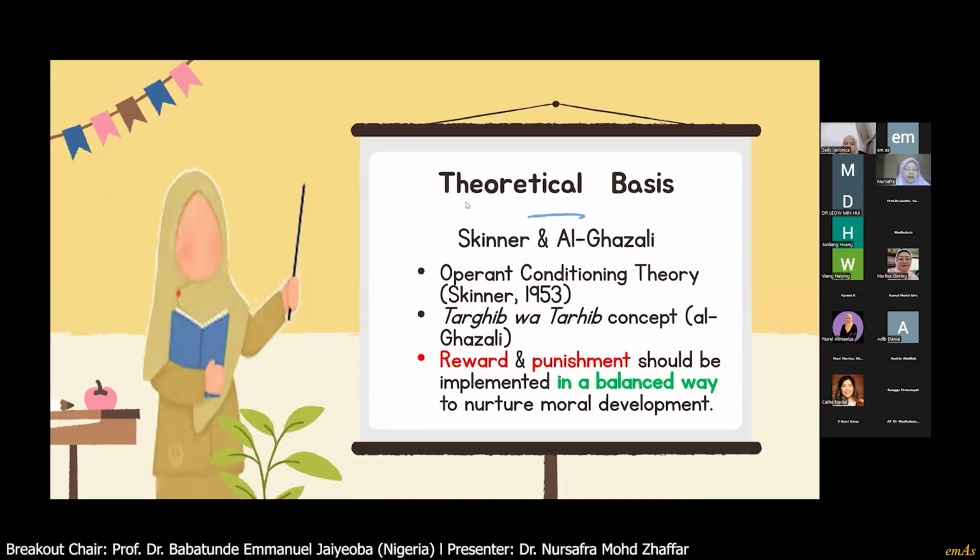Our study is grounded in two key perspectives. First, Skinner's operant conditioning theory, which explains how behavior is shaped through reinforcement and consequences. And the second theoretical base is the Islamic concept of targhib wa tarhib, as discussed by Imam Al-Ghazali, which emphasizes encouragement and warning in a balanced and compassionate way. So both perspectives highlight that reward and punishment should aim to nurture moral development, not instill fear.